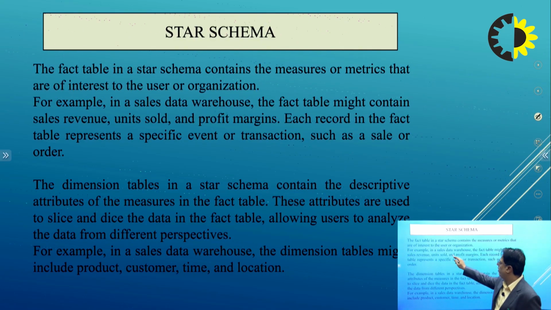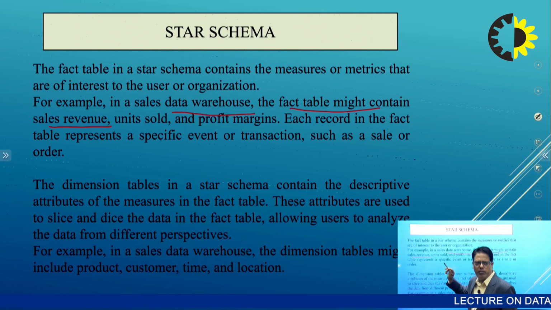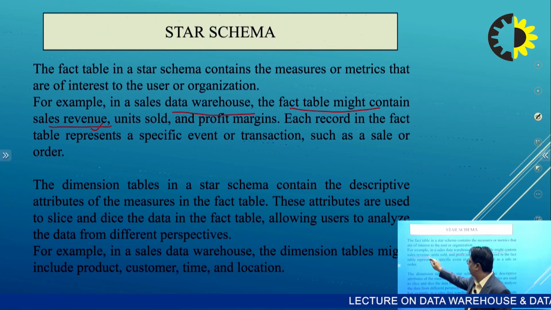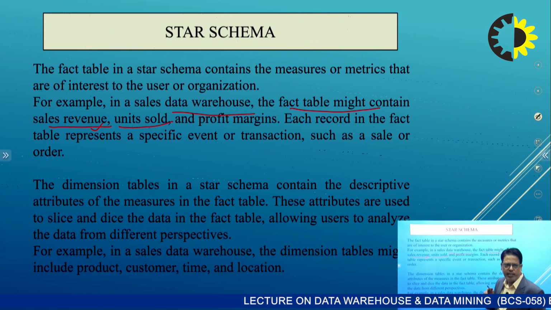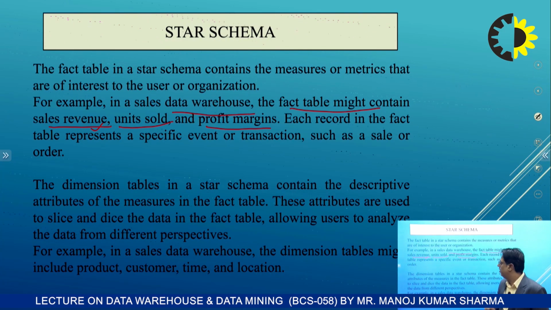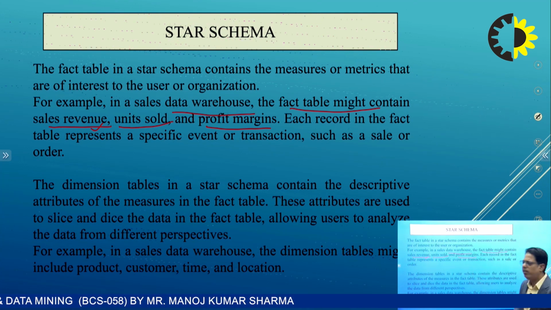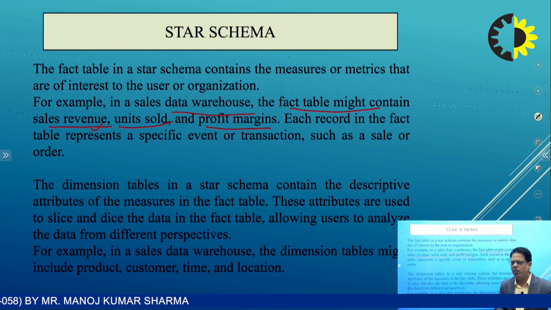The fact table in a star schema contains measures and metrics that are of interest to user organizations. For example, in a sales data warehouse, the fact table might contain sales revenue, which is quantitative data, units sold, quantitative data and numbers, and profit margins, also in numbers. Each record in the fact table represents a specific event or transaction such as a sale or order.